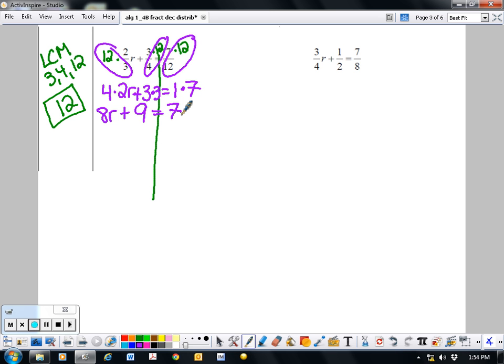And then I'm just back to my normal two-step equation. Here's my r. And then from here, I'm getting rid of my plus or minus first. I have plus 9, so minus 9. I have 8r left. 7 minus 9 is negative 2. I divide by 8.